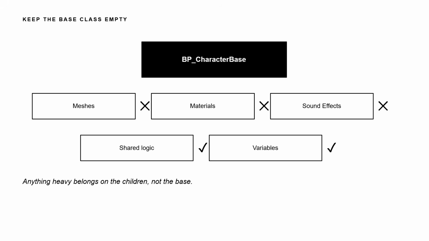Also, with your abstract classes, you want to keep them as empty as possible. You don't want it pulling in anything heavy into memory. So you want to make sure that it doesn't hold any meshes, materials, or sounds. Basically, anything heavy in memory. You want to make it as light as possible. Anything heavy can belong to the children, not to the base blueprint.